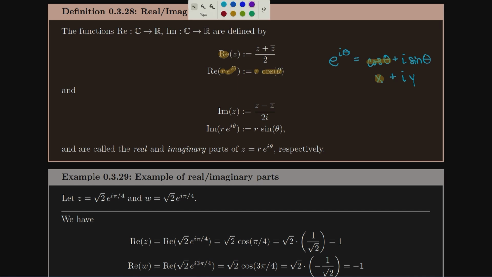Same idea with the imaginary part. The imaginary part of x plus i y is just y. If we look at e to the i theta, that's i sine theta. And so r e to the i theta is just coming through as r sine theta. These still apply, but we don't have to worry about them the same way. Just think about the real part of a polar complex number as r cosine theta. The imaginary part of a polar complex number is r sine theta.